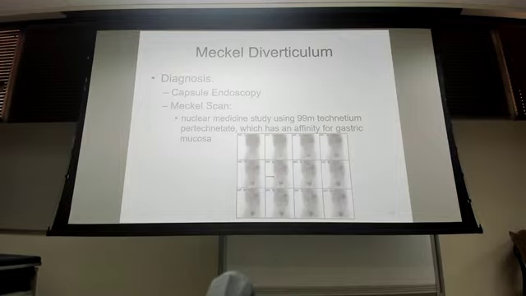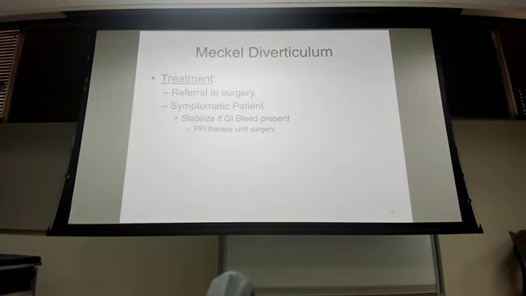There are several imaging modalities that we use: a Meckel scan, which is basically a nuclear medicine scan that has an affinity for the gastric mucosa, and you can see the positive arrow sign, that little outpouching down in the small bowel. Capsule endoscopy can be useful. Treatment, surgery. If bleeding is present, like everything we've discussed, we stabilize first, and if we're waiting on surgery, PPIs until they can get surgery.